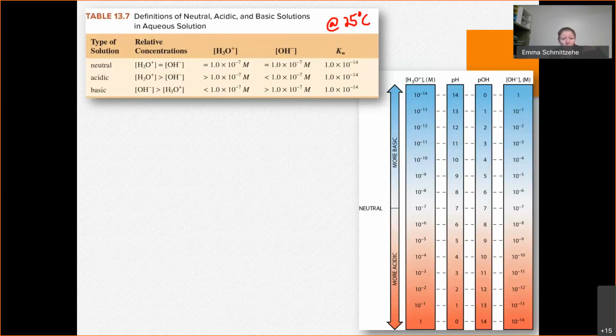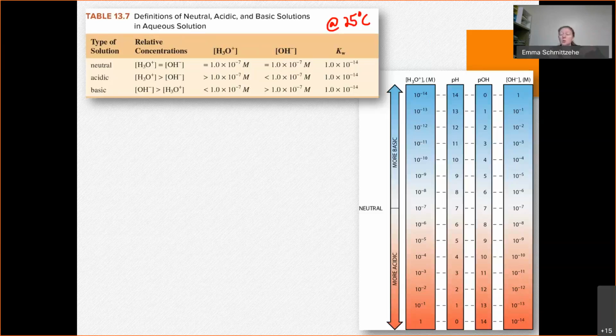But the Kw of water still holds true. So the product of whatever that greater than 10 to the negative 7th value is and less than 10 to the negative 7th value is still going to come out to 10 to the negative 14th. Whereas in a basic solution, it's going to be completely opposite. There's more hydroxide, less hydronium. But the product of the two will still be that constant.